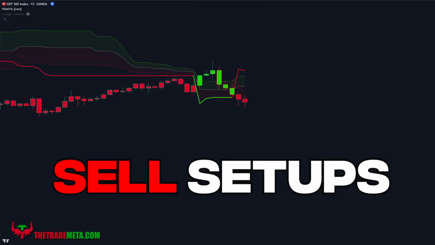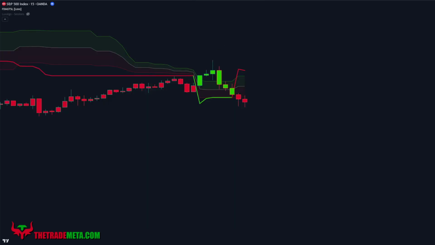Sell setups. For sell setups, we first want the Supertrend to have recently changed from green to red within the last 25 candles. Second, just like buy setups, we want a recent cloud change from small to big to indicate a potential price breakout. Third, we want a bearish red candle to close and break out of the bottom of the cloud. We will enter a trade at the candle close.